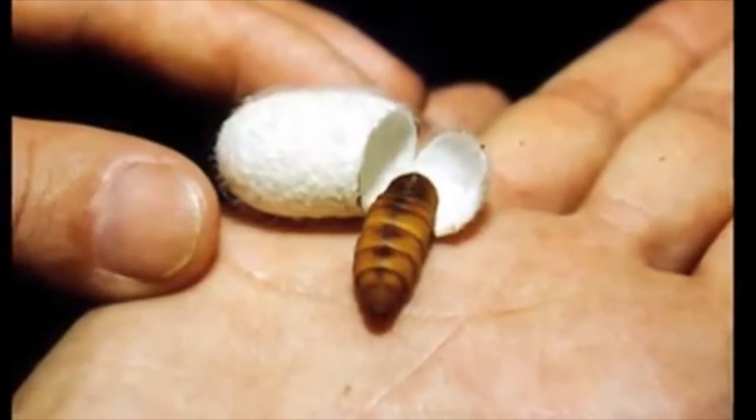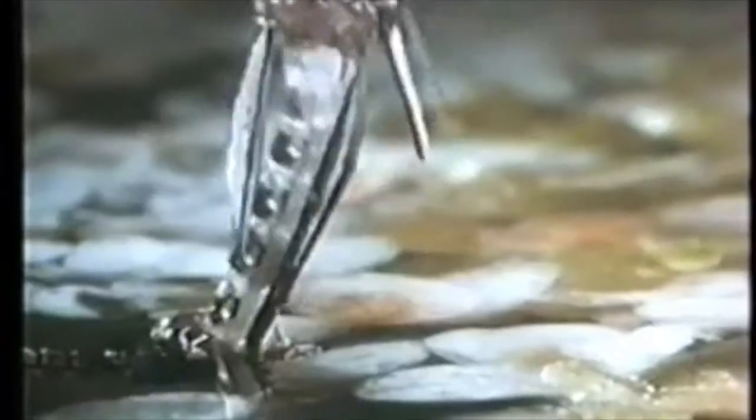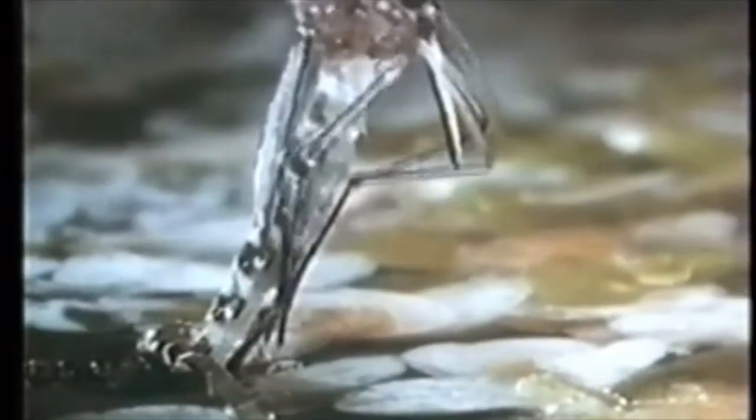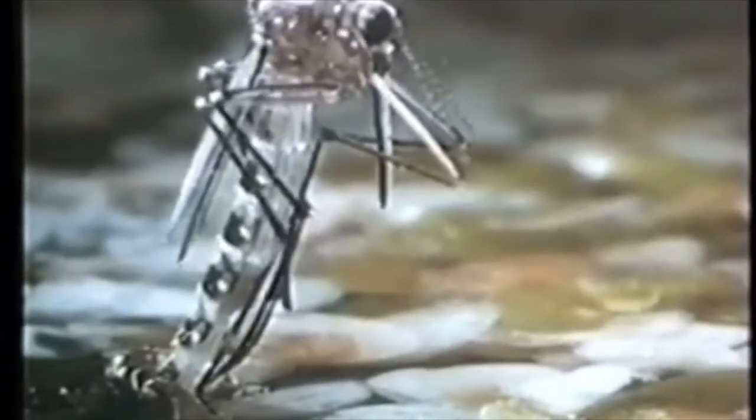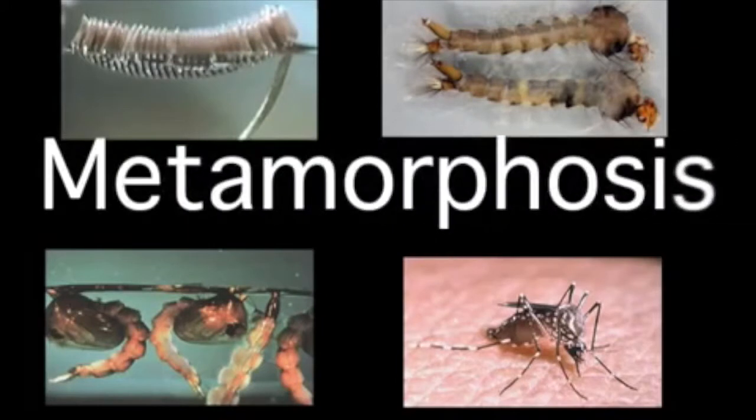Most insect pupae are immobile, meaning they do not move because the pupae are in a cocoon. However, mosquito pupae are quite active. In as little time as a day, the adult mosquito emerges from the pupa. This change from egg to larva to pupa to adult is called metamorphosis.